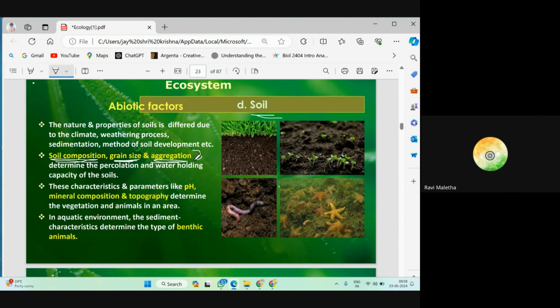So these three things will determine the percolation and water holding capacity of the soil. So these three things will determine how much water this soil will absorb, or how much water will be available in the soil. For example, sand is there. So sand, we don't know about soil composition, we don't know about grain size, but whether the sand particles are aggregated with a greater force or very loose.